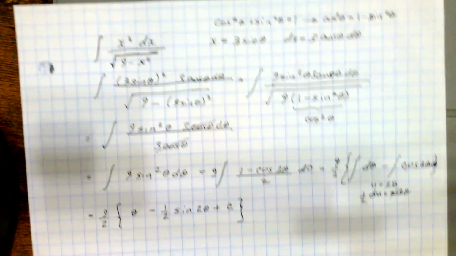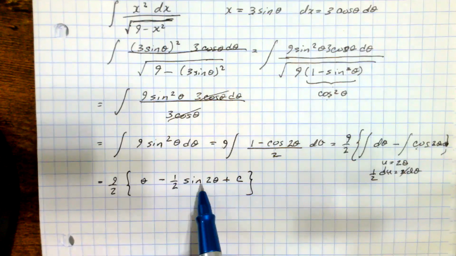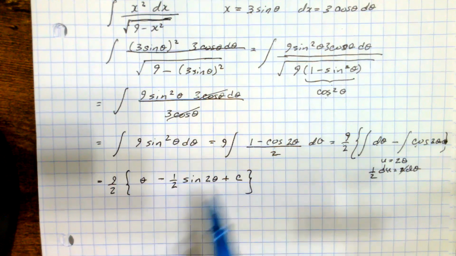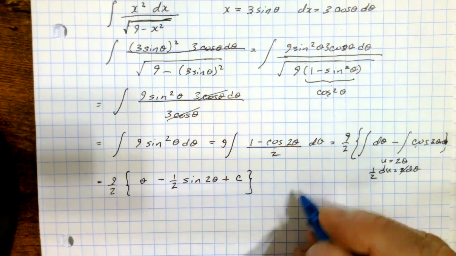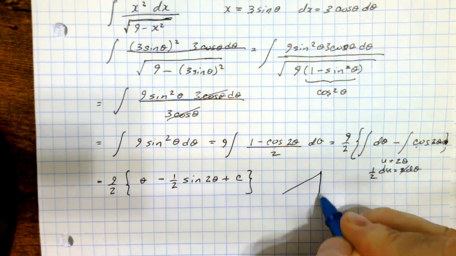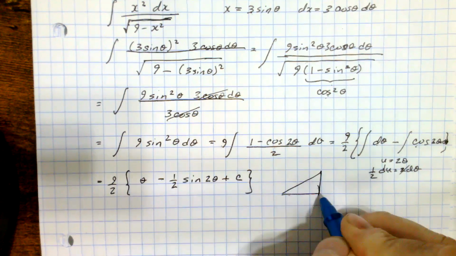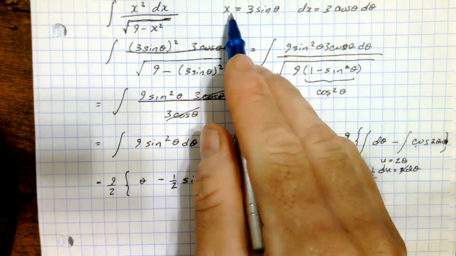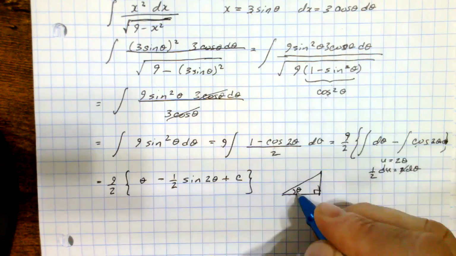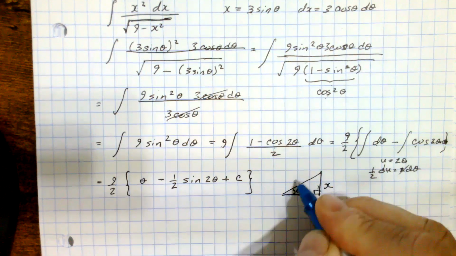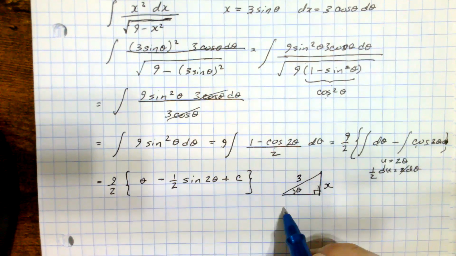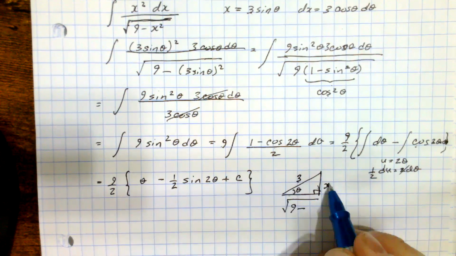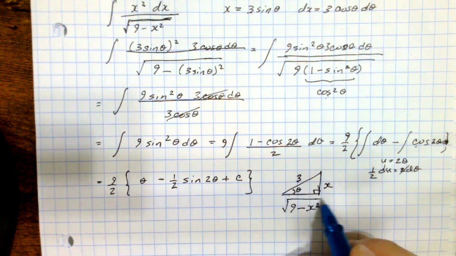All right. So now we have our integral, but our original integral was in terms of x's, and our results are in terms of thetas. So let's use the triangle and try to put things back into perspective. We made the substitution x equals 3 sine theta. So sine is equal to opposite over hypotenuse, which means the adjacent leg is going to be equal to the square root of 3 squared, the hypotenuse, minus x squared, using the Pythagorean theorem.